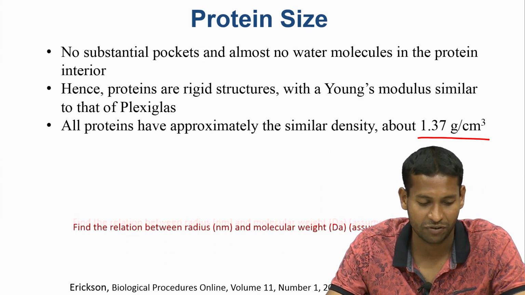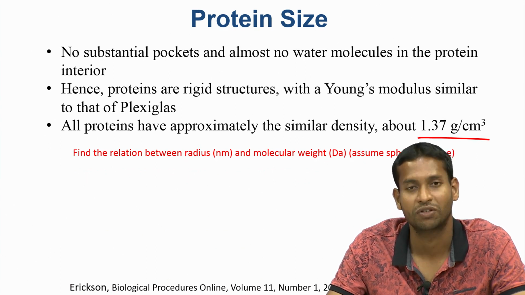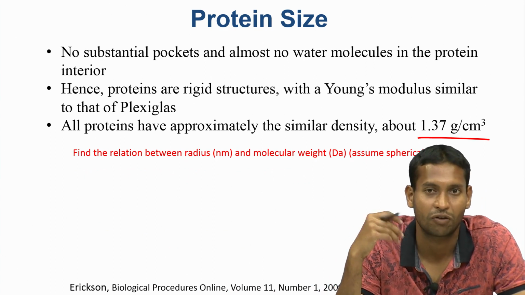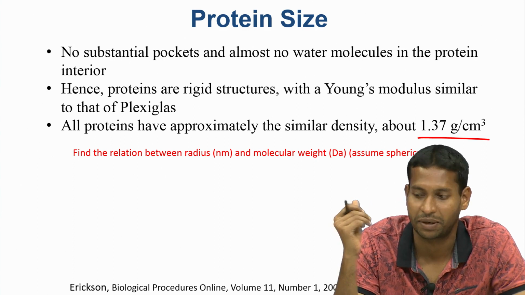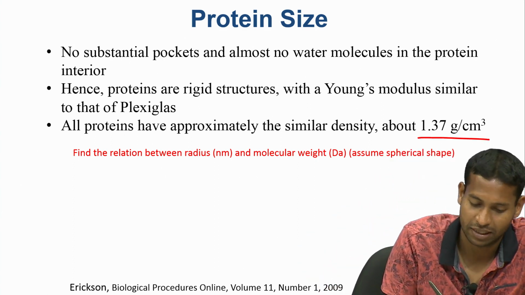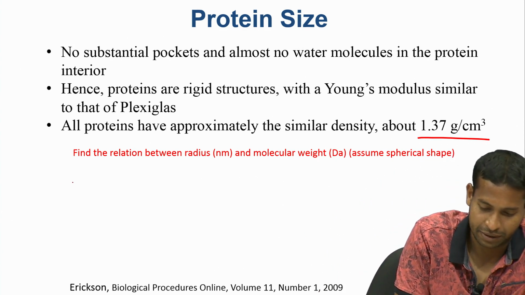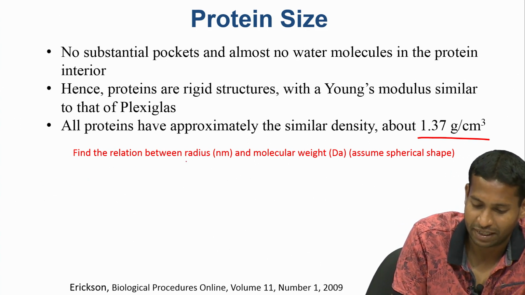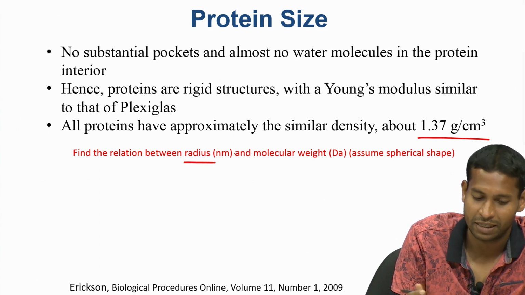Now, if I have to find a relation between the radius of the protein and its molecular weight, assuming it is a spherical shape, then what will I do? Let us continue with this particular equation and try to solve this. What is the relation between the radius and the molecular weight? To find that, I have to first find out the relation between the volume and the molecular weight.